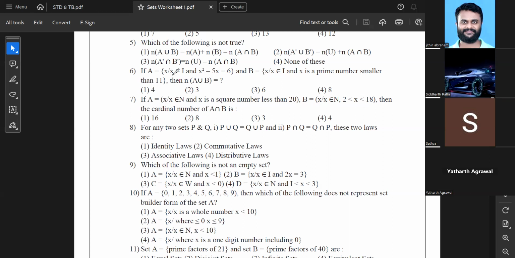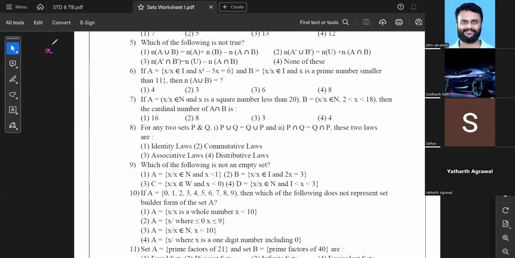So in this case, they have said that x is an integer where x square minus 5x equal to 6. And b is what? X is an integer where x is a prime number smaller than 11. So it's not compulsory that both of them should have same numbers. No, it is not compulsory like that. Okay, but still, let's check.